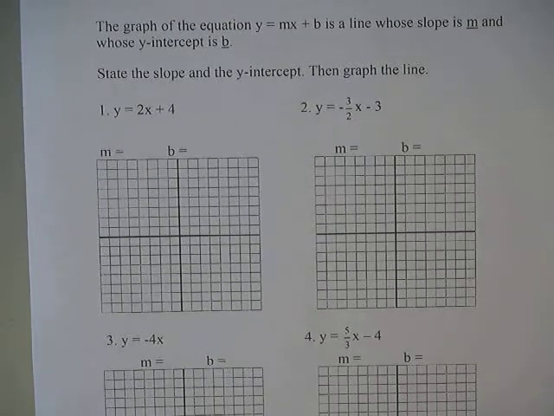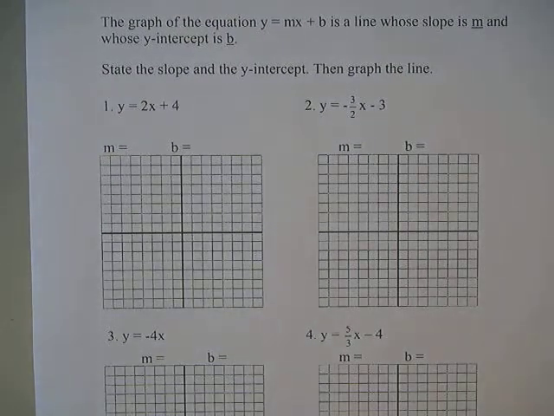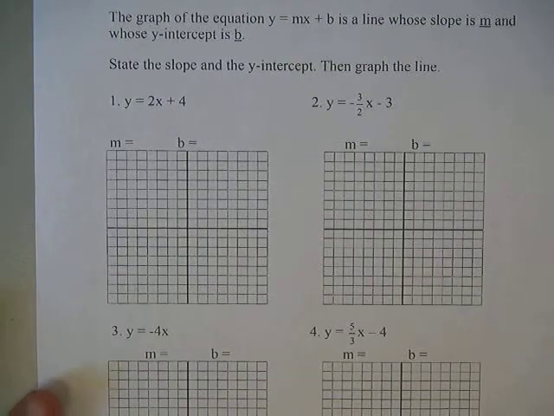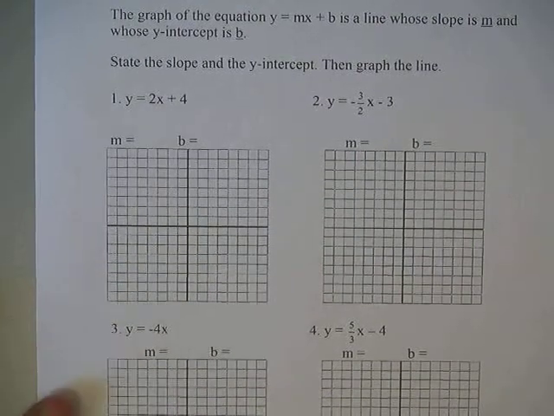So let's continue our talk about slope-intercept form. As it says here, the graph of the equation y = mx + b is a line whose slope is m and y-intercept is b. Okay, that's exactly what we said just a few minutes ago. So let's take a look at some of these equations, and now let's actually talk about how you graph them.